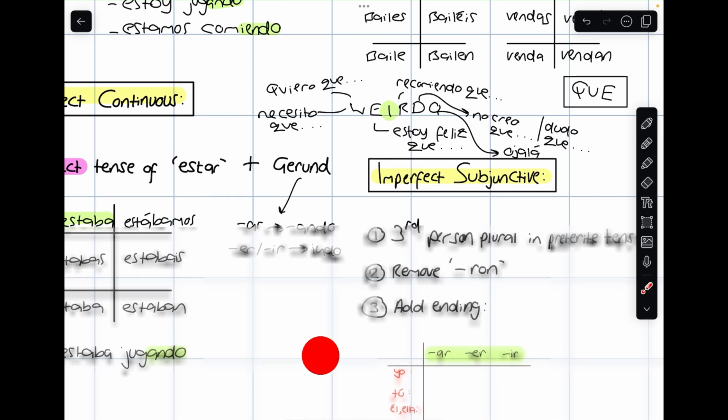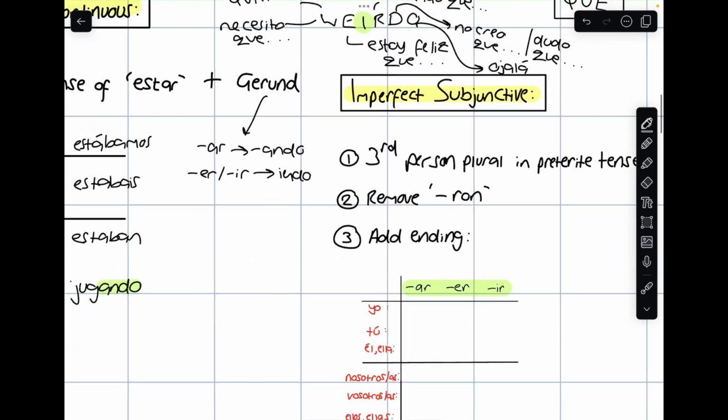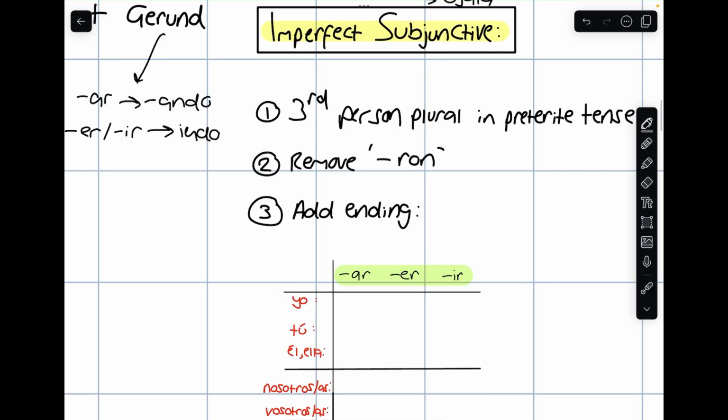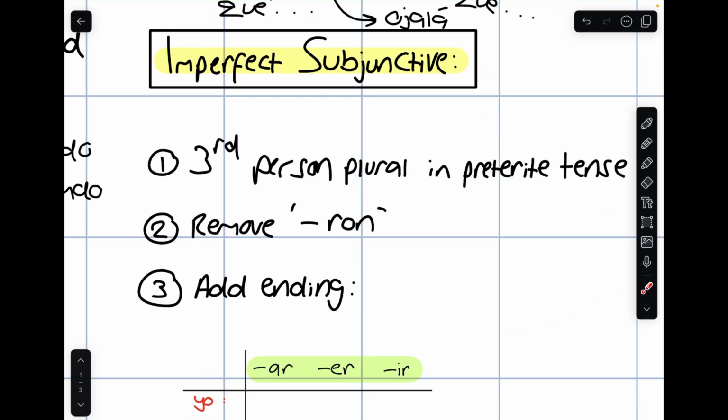Okay, moving on now to the final part of today's video, the imperfect subjunctive. Now, the imperfect subjunctive has the same uses as the present subjunctive, however this time it's in the past. So rather than saying quiero que bailes conmigo, I would say quería que, and then we'd have the imperfect subjunctive. Forming it is a little bit more work than the present subjunctive, as there are three main steps. We first need the third person plural in the preterite tense. What that really means is the ellos, ellas form.